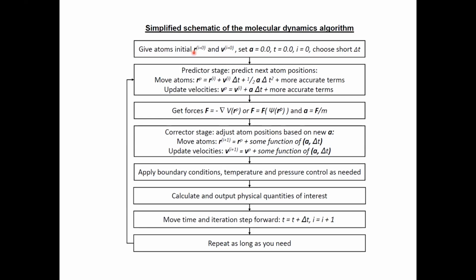So you have some initial coordinates and initial velocities. Typically, you choose the initial velocities using some kind of random selection process. The coordinates, when you're thinking about biomolecules, would come from X-ray crystallography or NMR. And then you initialize everything. You set your accelerations to 0. You set your time to 0. This is your counter: you set i equal to 0. And then you choose a very small delta t, right?